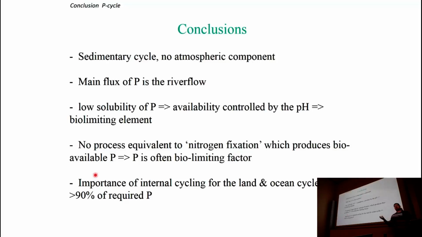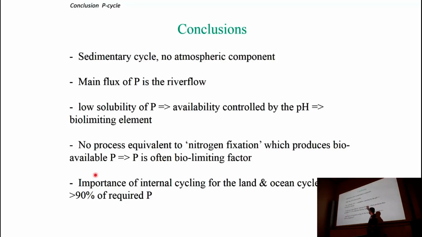So at high pH we form calcium phosphates, which remove phosphorus from the water. And also pH is really important for controlling the availability on land. If pH is too high, everything's locked up in calcium phosphates. If it's too low, everything's locked up in iron oxides.